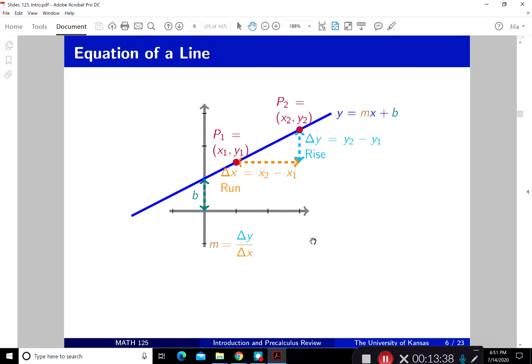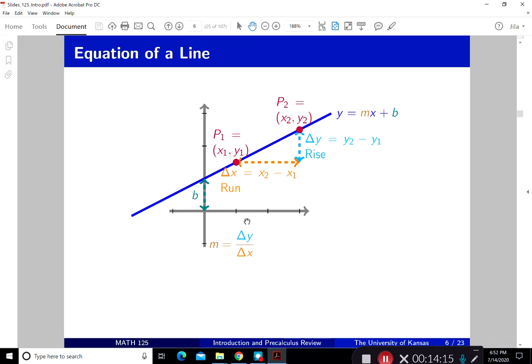Equation of a line. When we're talking about the equation of a line, we have point P1 with coordinates x1 and y1, and P2 with coordinates x2 and y2. The slope of the function is the rise over run, that's the difference y2 minus y1 over x2 minus x1. By the way, you can switch the two for the slope. If you write y1 minus y2, then you have to write x1 minus x2 in the bottom.